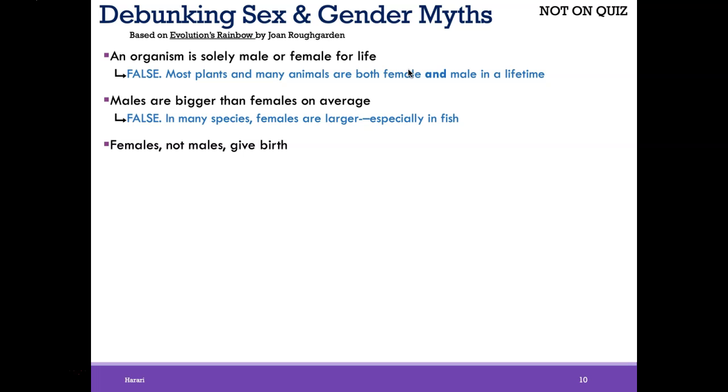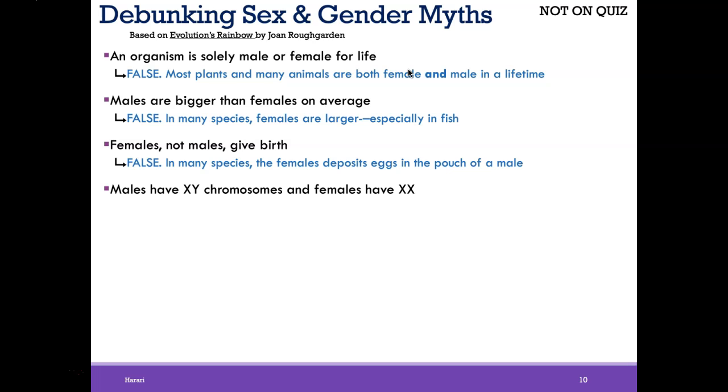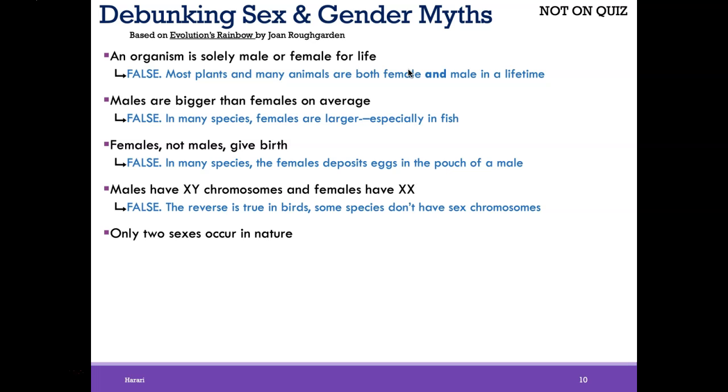Females, not males, give birth. True or false? This one's false, right? In many species, such as the seahorse, the females deposit eggs in the pouch of a male, and the male will give birth. Males have XY chromosomes and females have XX. Well, that's false. The reverse is true in birds. Some species don't even have sex chromosomes, and sex is determined by temperature.